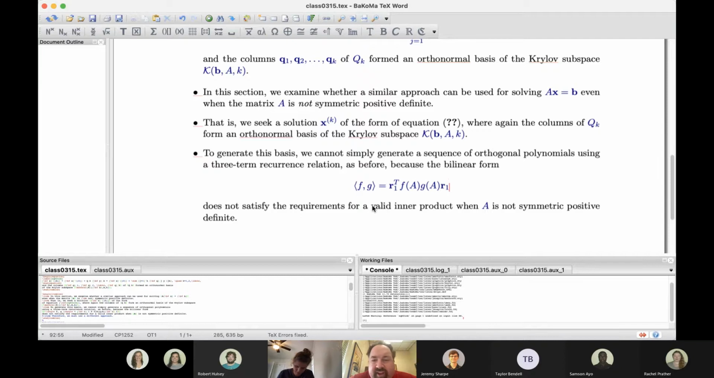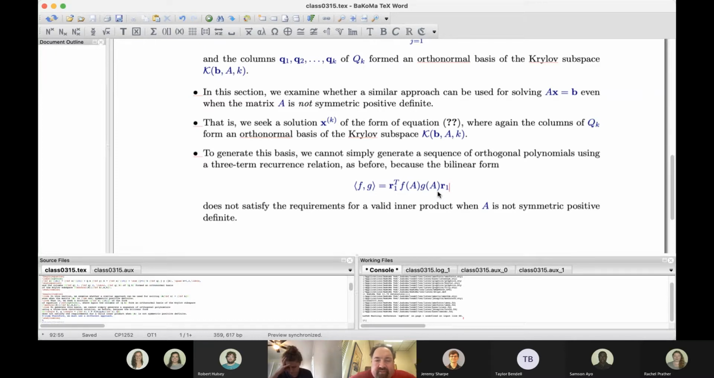Okay, so what is this saying? This is saying that the inner product of two functions f and g is defined by this expression here. And so f and g are said to be orthogonal if this inner product is 0. Now, if A is symmetric positive definite, then this in fact defines a valid inner product, but only if A is symmetric positive definite.